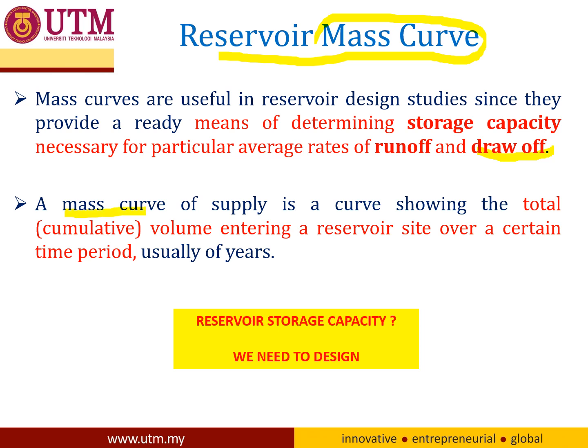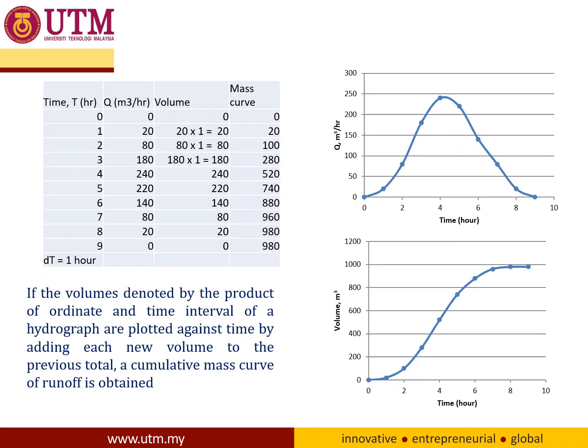A mass curve of supply is a curve showing the total cumulative volume entering a reservoir site over a certain time period. For this case, usually it is years, a longer time period. So it's quite the same as the precipitation mass curve. Basically, for example, you have a hydrograph, a single event hydrograph. You usually see a hydrograph like this.